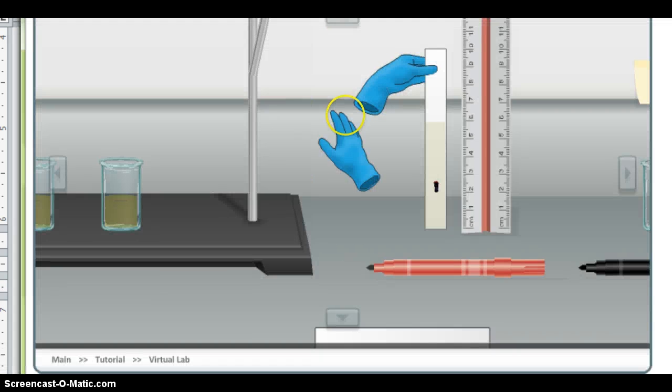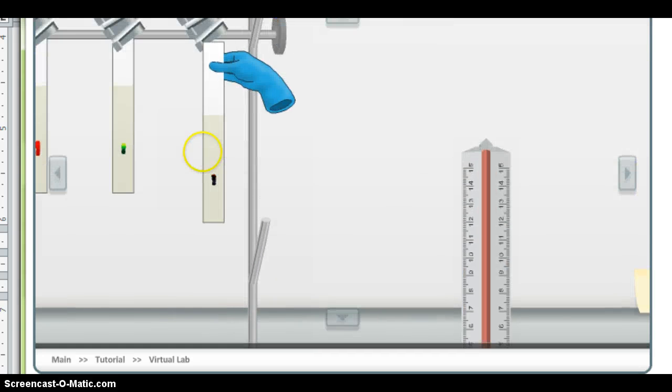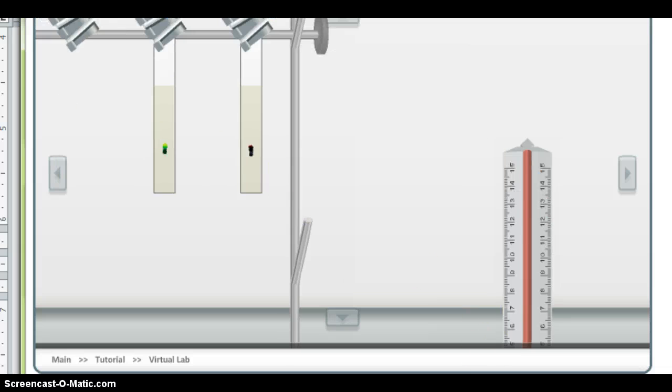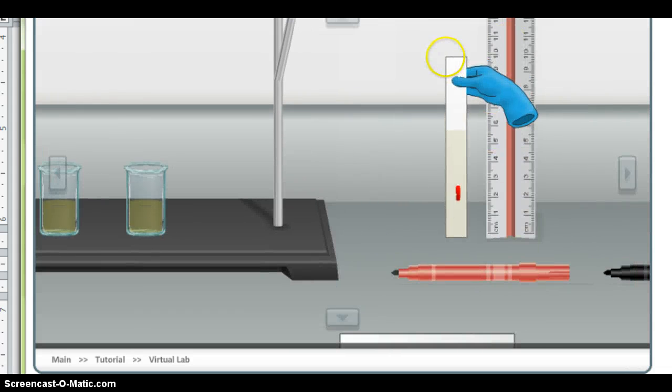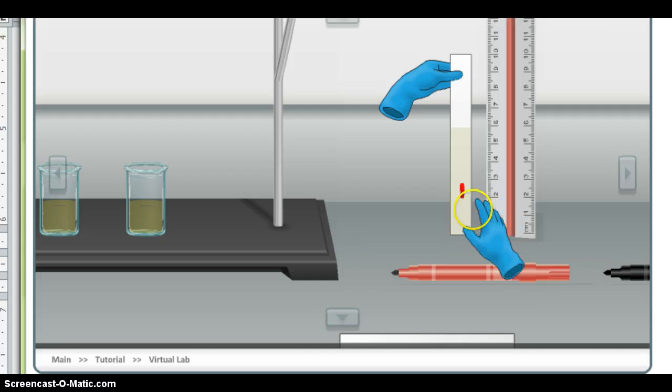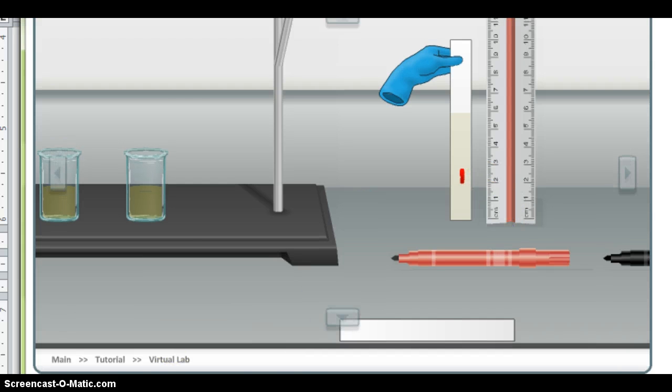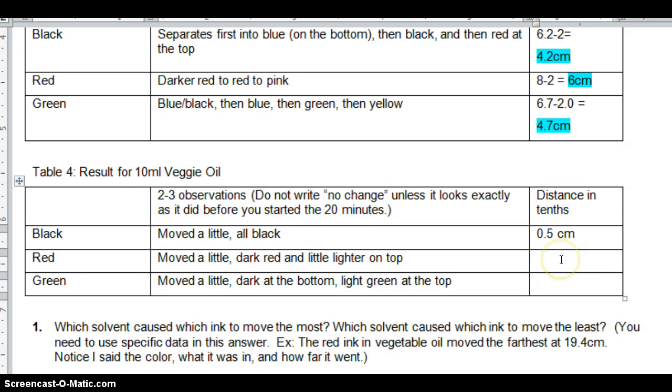And then we'll go ahead and measure the red one right away. And we started at 2. It looks like it's about here. So I would say a total of about 0.75 maybe.